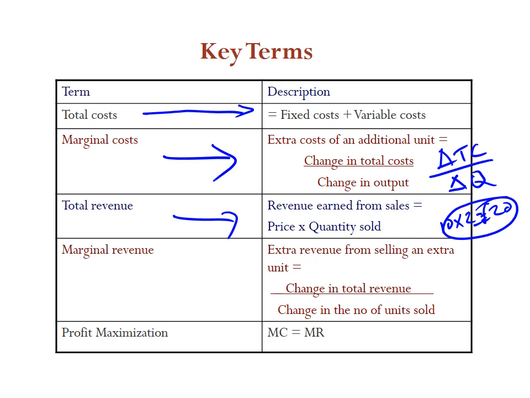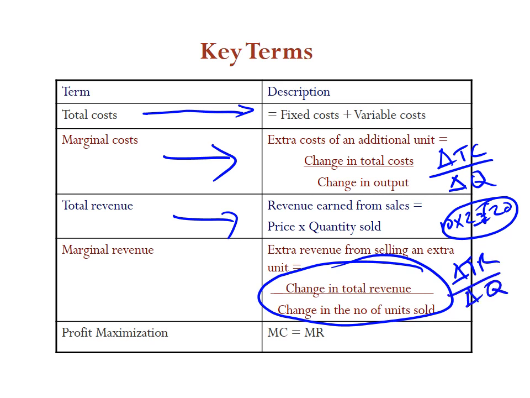Your marginal revenue, same way you calculate your marginal cost, is your change in total revenue divided by change in total units sold. So change in total revenue divided by change in quantity. There you have it. Okay, our profit is maximized, and this is the good stuff.